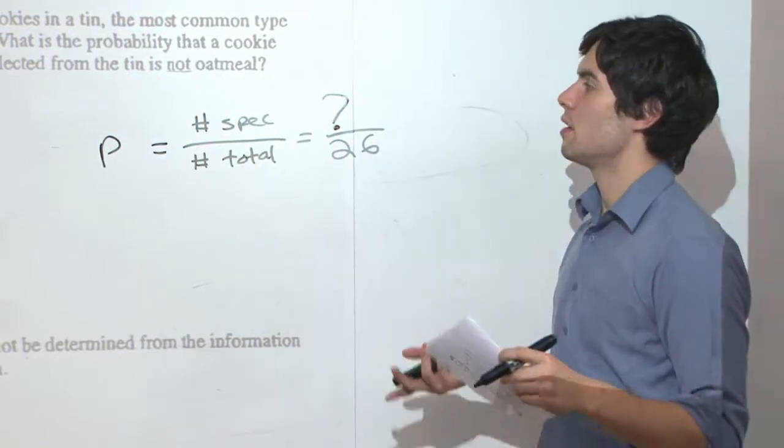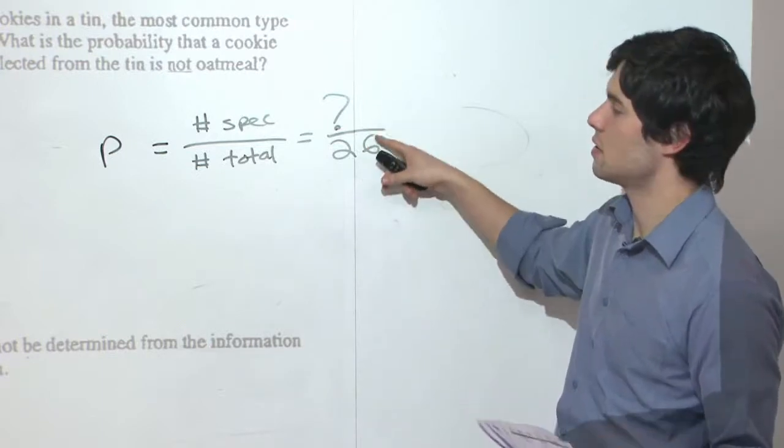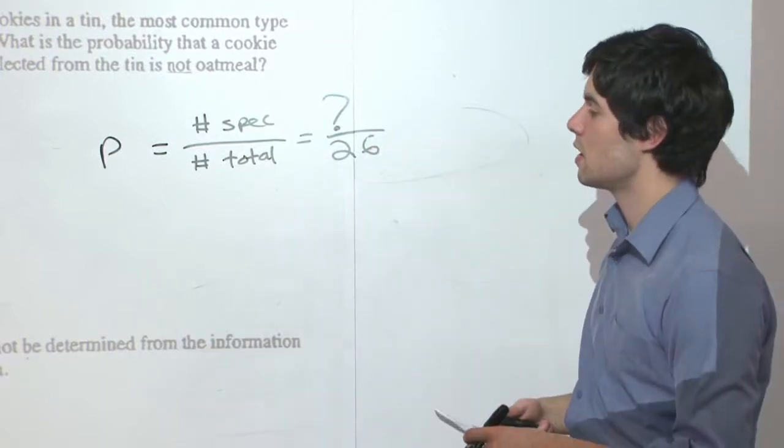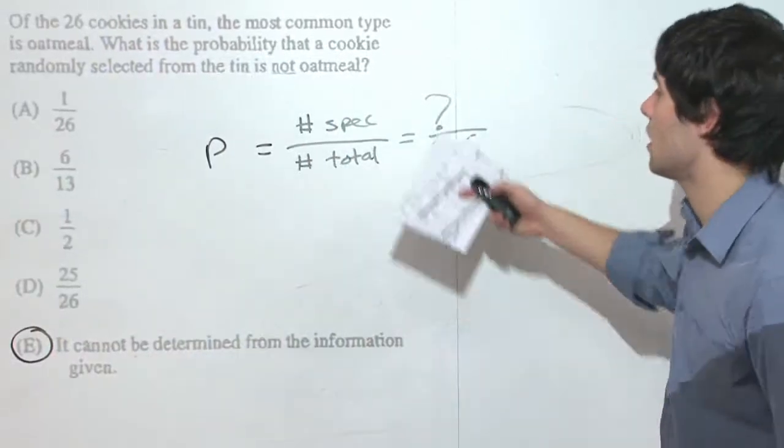If they had said there are 10 oatmeal cookies, well then we know there are 16 that are not. Our probability would be 16 over 26. They don't give us that info. The answer must be E. We're still waiting for more information to get our numerator.